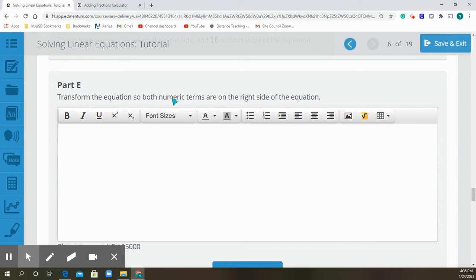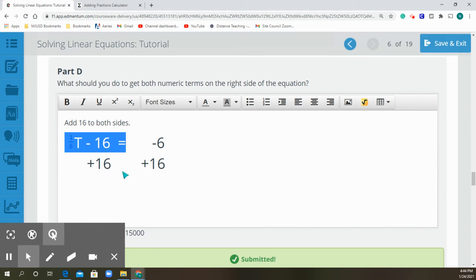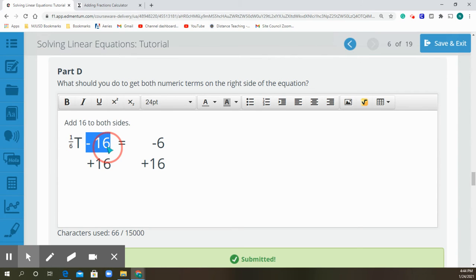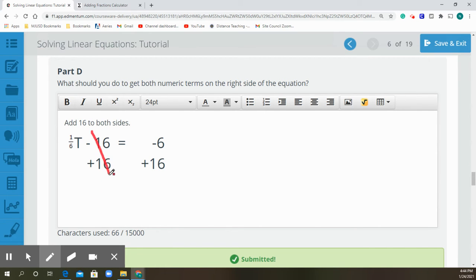Transform the equation so both numeric terms are on the right side of the equation. So add 16 to both sides, add 16. Okay, so when it says what should you do to get both numeric terms on the right side of the equation, as I stated, you would subtract 16 from this side and from this side. Sorry, add. I'm sorry, add. You would add. I didn't mean subtract. So that would cancel it out from here and put it here.